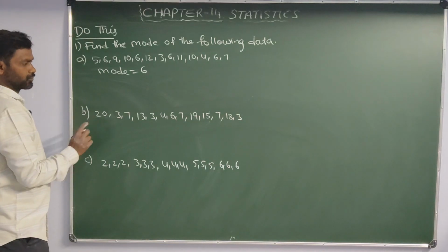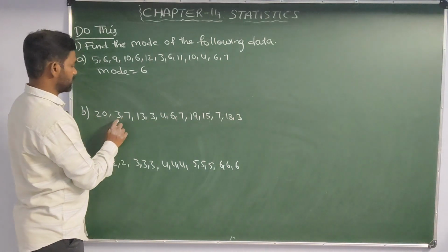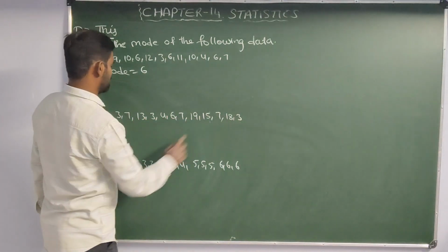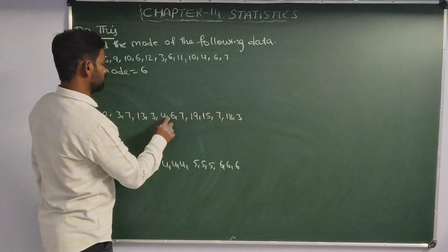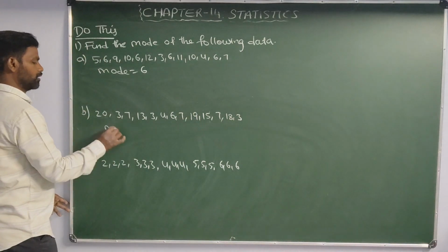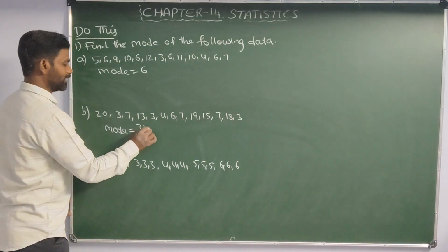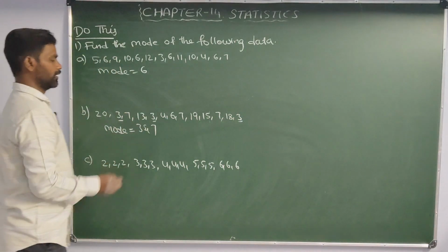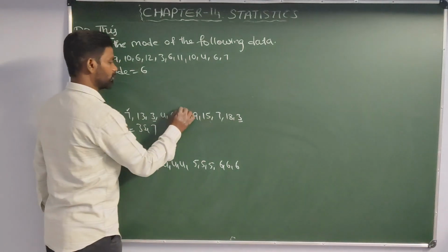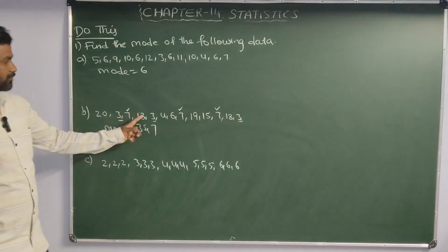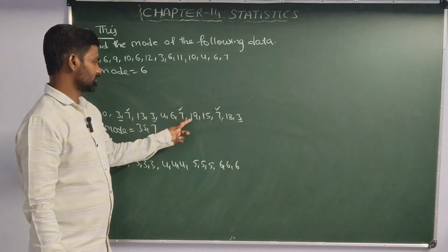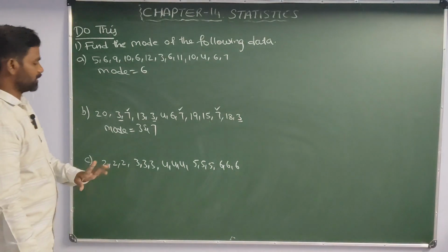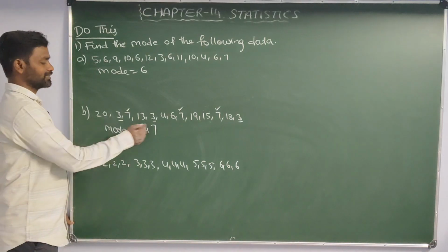Next, B question. So here 20 only 1 time, 3 is 1, 2, 3 times. Next 7, 3 times. 13, okay. So here mode is equal to 3 and 7. 3 is repeated 3 times, and 7 is also repeated 3 times. Next 13 only once, 4, 6, 19, 15, 18 appeared only once. Therefore, what is the mode? It is 3 and 7.